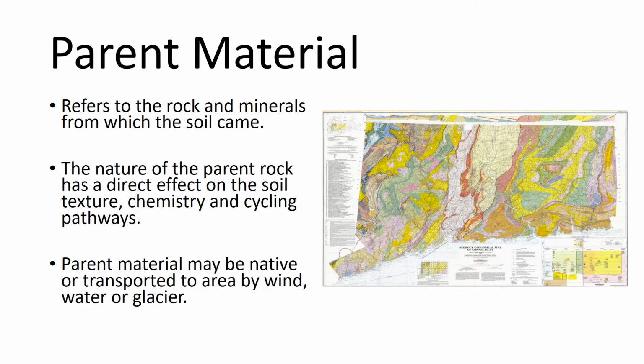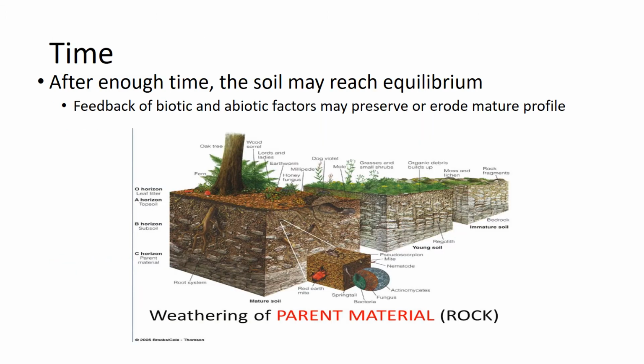Okay, moving on. So from that rock, right, we call that parent material, and it's where soil is coming from. It's the nature of those rocks that the soil is coming from that is really going to affect all the different properties of the soil. And the rocks can be native, so the underlying bedrock and what that place is made of, but it could also be transported, whether it's by wind, water, glacier, and even by humans.